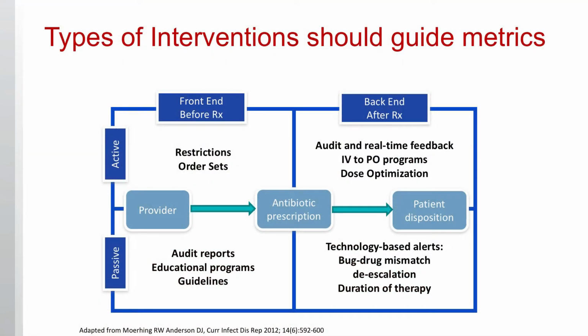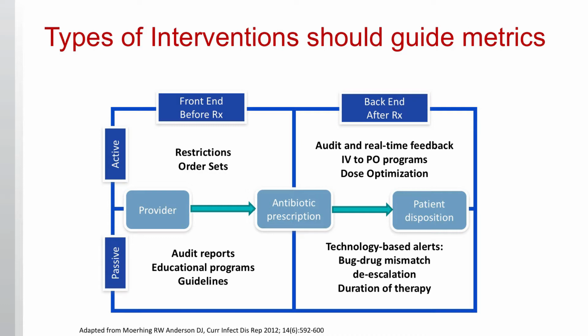So when looking at metrics, think about the type of interventions you're doing. If you want to study the front end, interventions like restrictions or the order sets, you're going to be on this side of the diagram. These are active interventions before the prescription. If you're doing audit and feedback, you're on the back end after the prescription. Think about what you can measure at that point. So the de-escalation rate, for example.